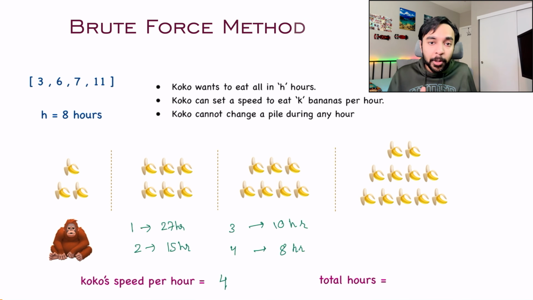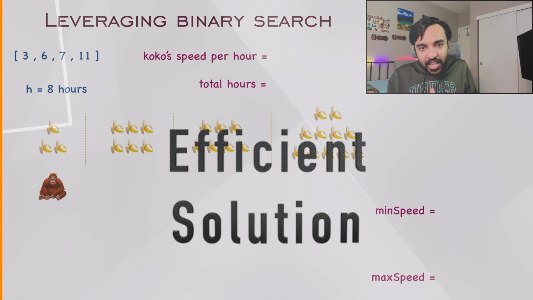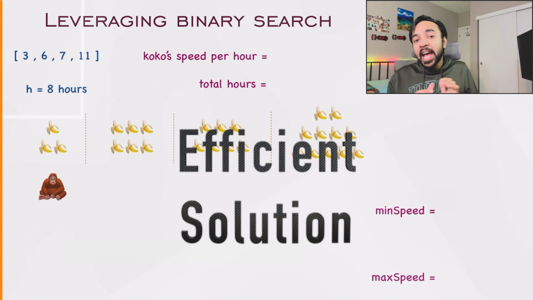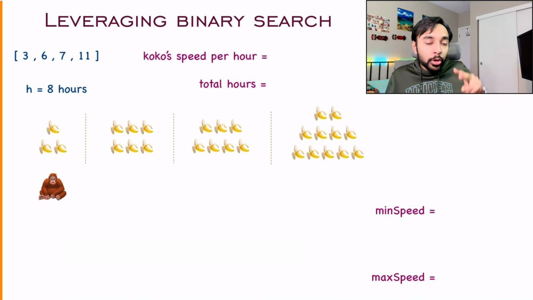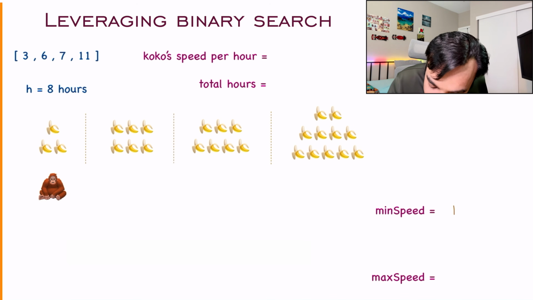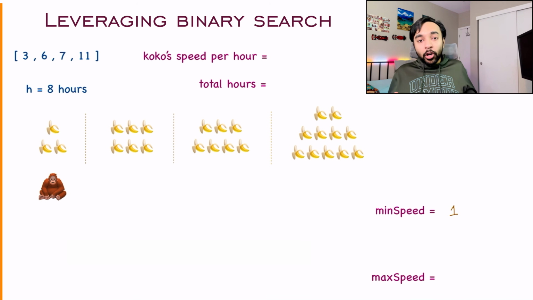How do you go about optimizing it? So once again, I have the same sample test case, and we have to think about optimizing it. If you have understood the problem statement correctly, now you know 2 more pieces of information. That is the minimum speed at which Koko can eat and the maximum speed. The minimum speed at which Koko can eat is 1, correct? Because she has to eat at least 1 banana per hour.